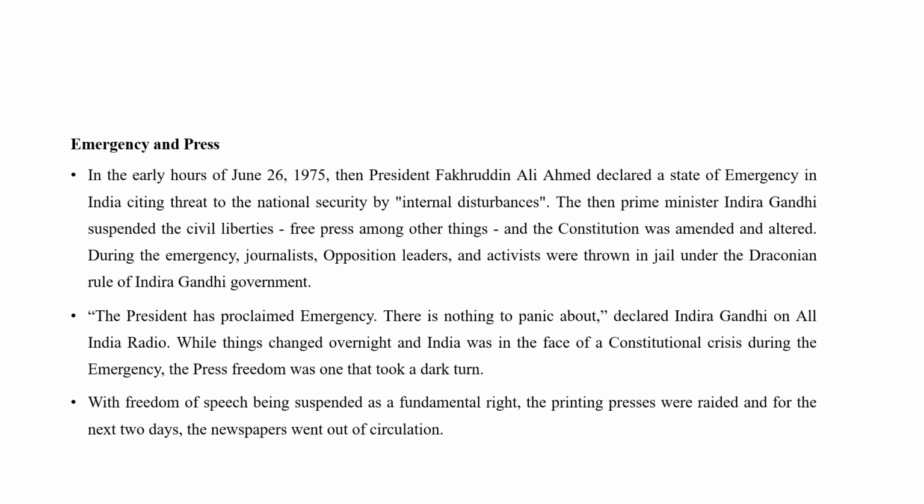While things changed overnight and India was in a phase of constitutional crisis during emergency, the freedom of press was one that took a dark turn. With freedom of speech being suspended as a fundamental right, the printing presses were raided, and for the next 2 days newspapers went out of circulation.